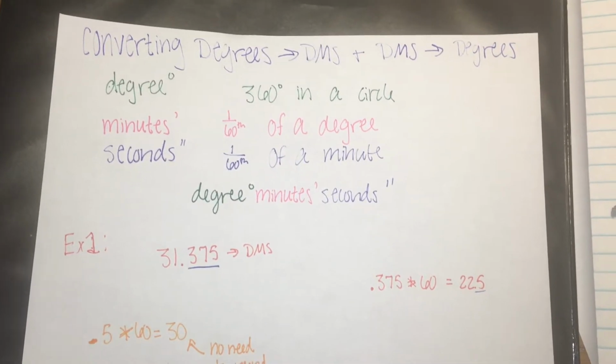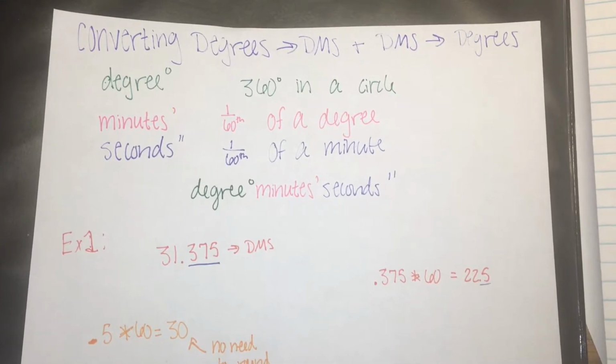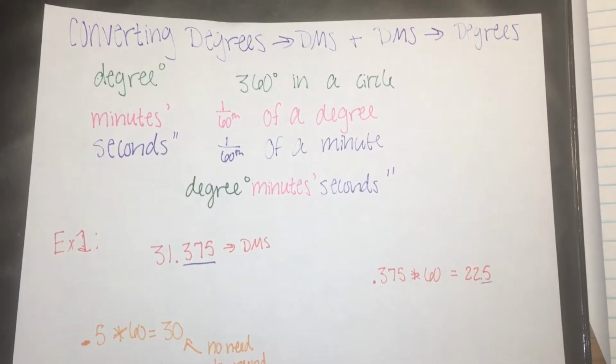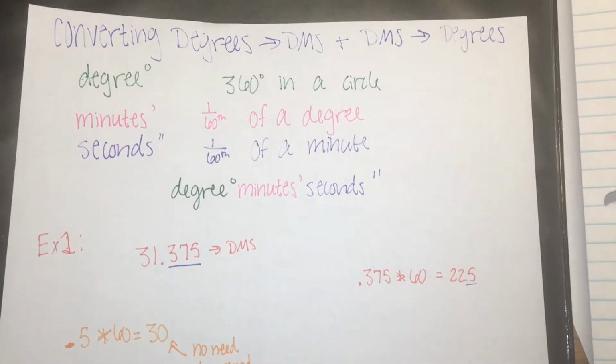And you can see that the minute is indicated with the symbol of an apostrophe, and then the seconds is indicated with the symbol of a quotation mark. And you can see all this together is degrees, minutes, seconds format.